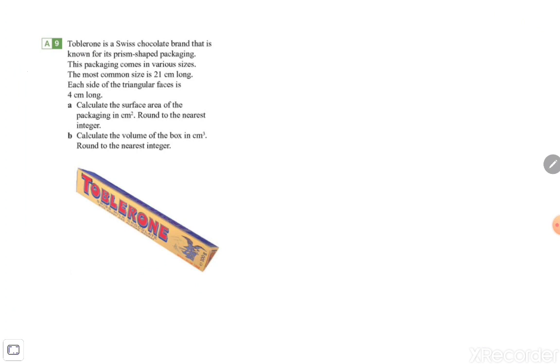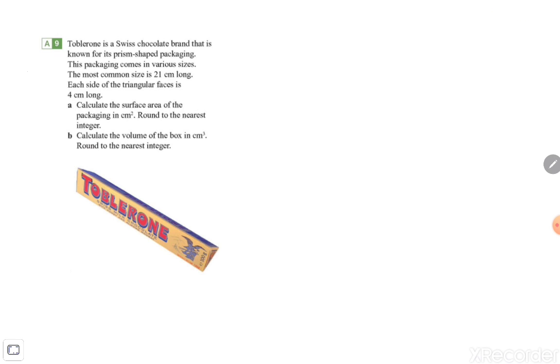Here's a small video about exercise 9, how you need to calculate the volume of a Toblerone Swiss chocolate. Maybe you recognize the shape of it. It is a prism-shaped packaging, and it comes in various sizes. The most common size is 21 centimeters long, and each side of the triangular faces is 4 centimeters long.